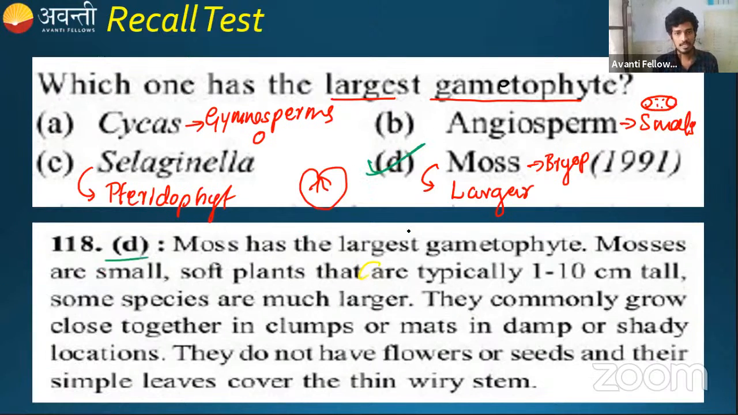So the explanation is also here. Moss has the largest gametophyte. Mosses are small, soft plants.